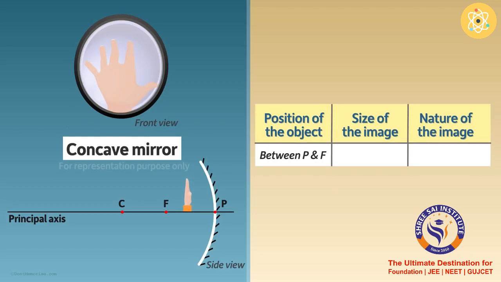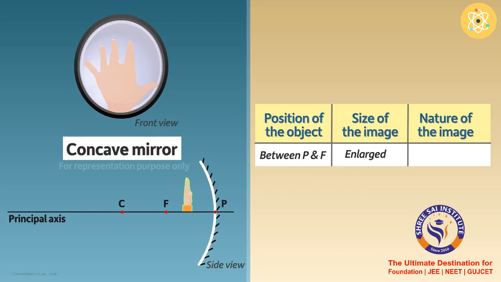What is the size of the image? We see the reflection in the concave mirror and the image is bigger in size. We see that it's enlarged. The dimensions of the image are greater than the dimensions of the object. So we say that when the object is between the principal focus and the pole, the image formed is enlarged.